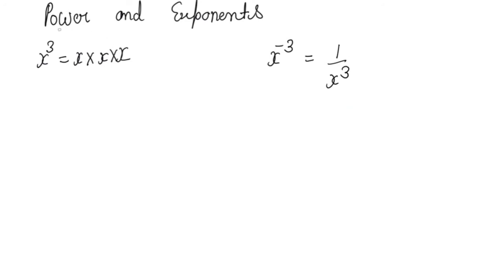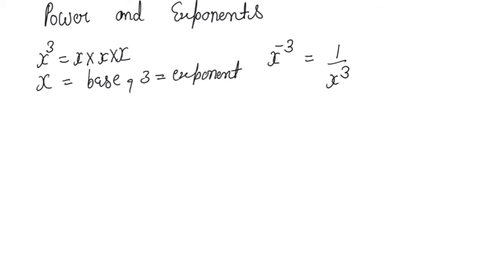For example, here x raised to the power 3. So how are we going to read it? We read it out like this. X raised to the power 3 is equal to, we have to multiply x with itself 3 times because the exponent is 3. So we have two things here. X is called the base and 3 is the exponent or power.